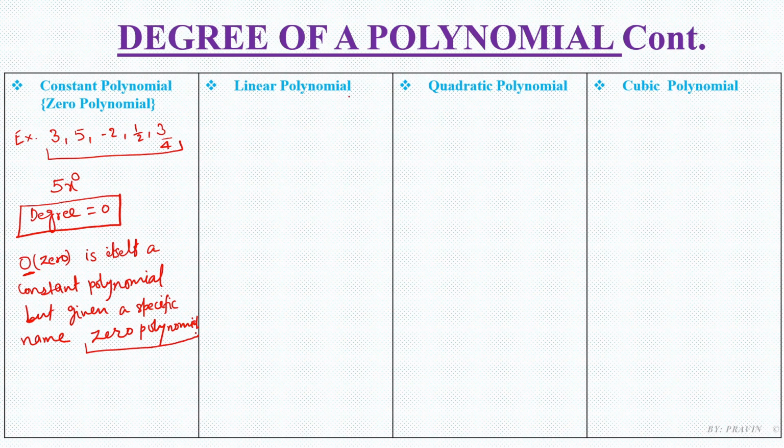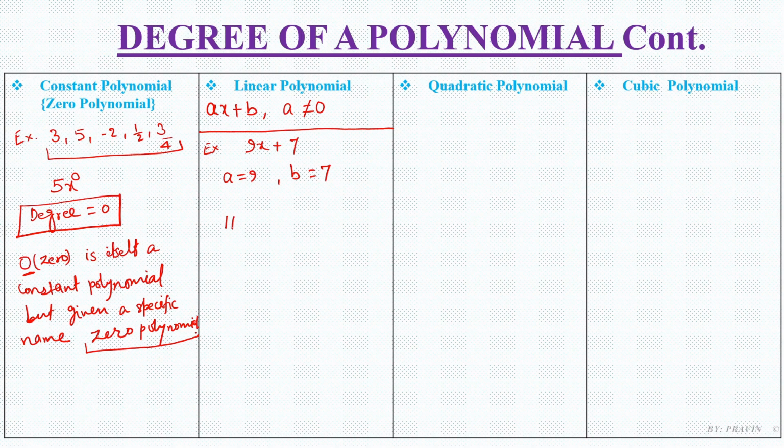Next is the linear polynomial. Any linear polynomial will be found in this standard form, ax plus b, where a can't be 0, and a and b may be any constant value, but a can't be 0. For example, if I have 9x plus 7, if you compare this 9x plus 7 to ax plus b, you find that a is equal to 9 and b is equal to 7.